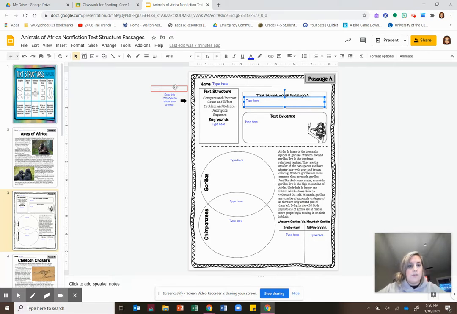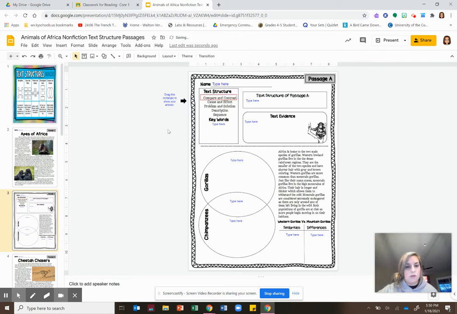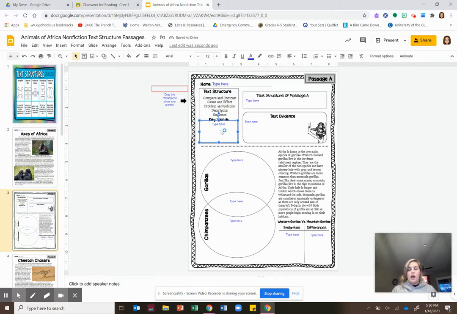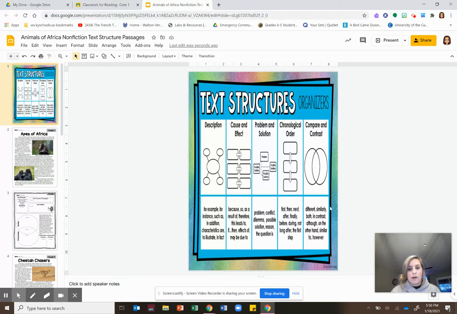Over here, there's this little red box. You are going to just drag it to circle compare and contrast. And then right here, keywords. What are some keywords that help you figure out that this was compare and contrast? Again, you can look back here. I would go to compare and contrast, look for different, similarity, both, and contrast, although, on the other hand, similar to, however. So look for some of those keywords.